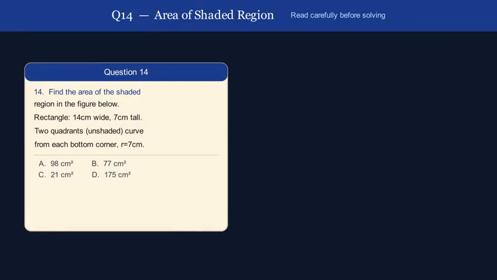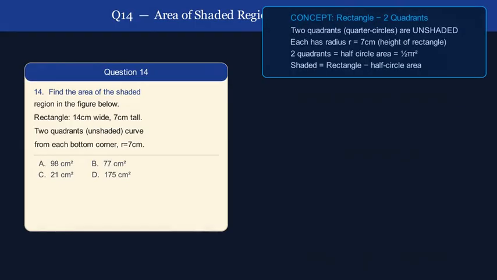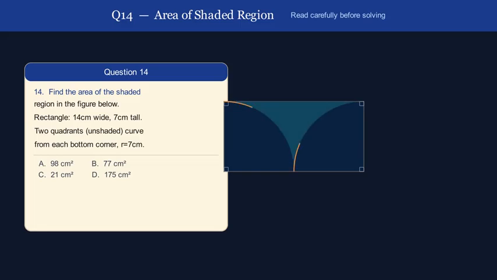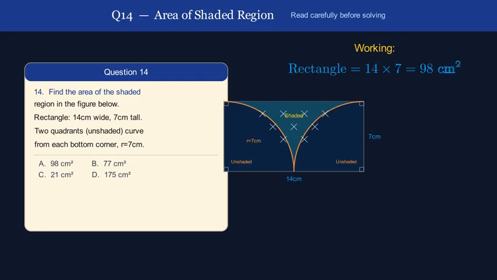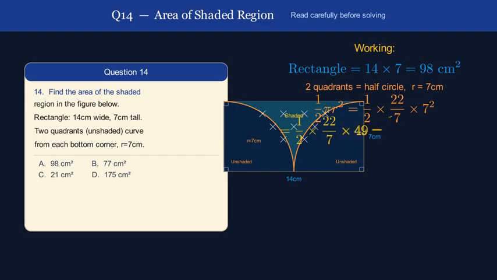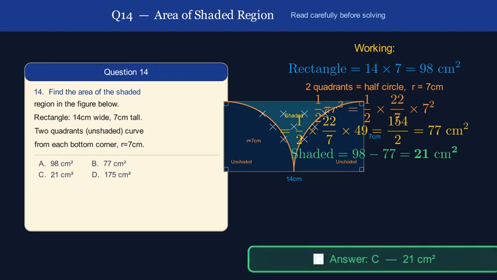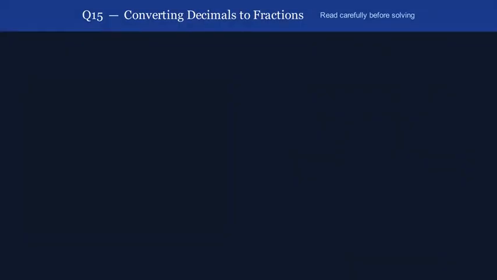Question 14. Find the area of the shaded region in the figure below. So you first find the area of the rectangle, which is 14 times 7. Then you get the area of each quadrant, or you can combine both quadrants to get half a circle, then subtract what you get from the area of the rectangle.